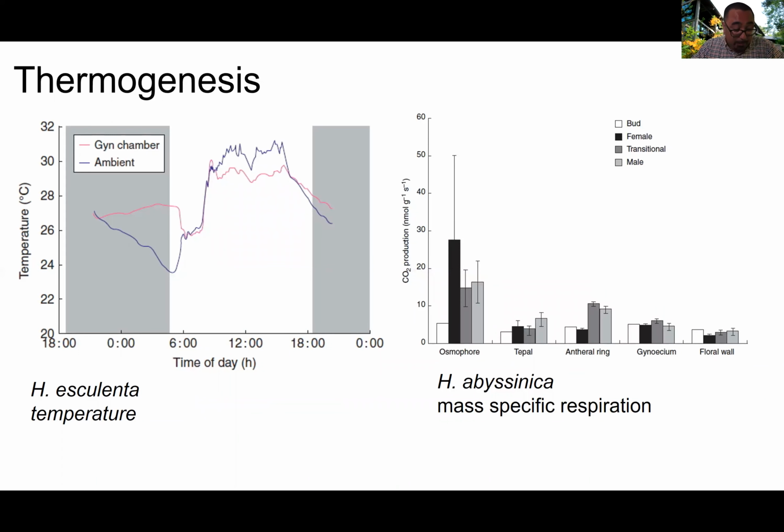Thermogenesis results were clear and compelling, as you can see on the figure on the left. For Hydnora esculenta, the nighttime ambient temperature dropped following that blue line from warm to less warm. But you can actually see the pink line indicates that the gynoecial chamber actually increases as the ambient temperature drops, a sure case of thermoregulation. Additionally, the figure on the right shows that mass-specific respiration was highest in the osmophore. Again, this is the scent-producing region, suggesting that thermogenesis may be important in volatilizing the fetid odors.